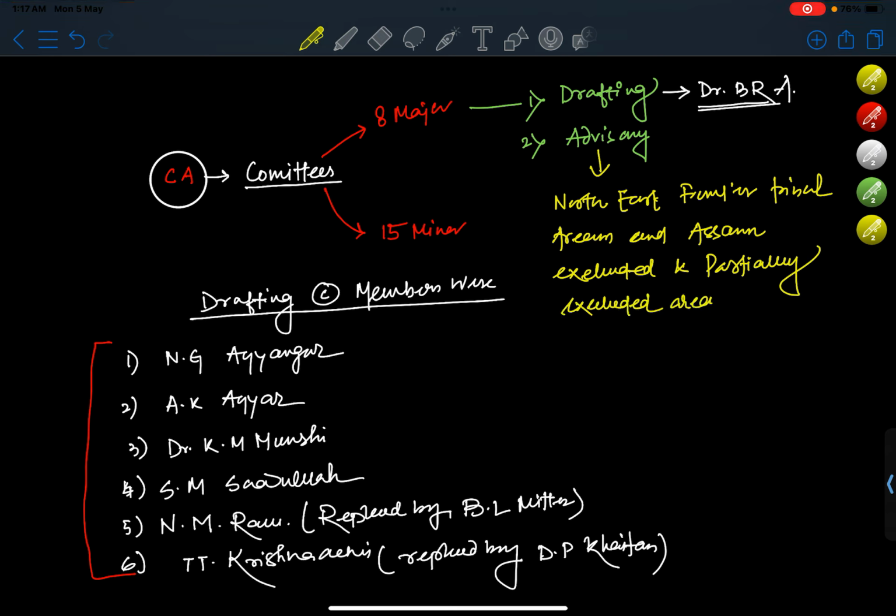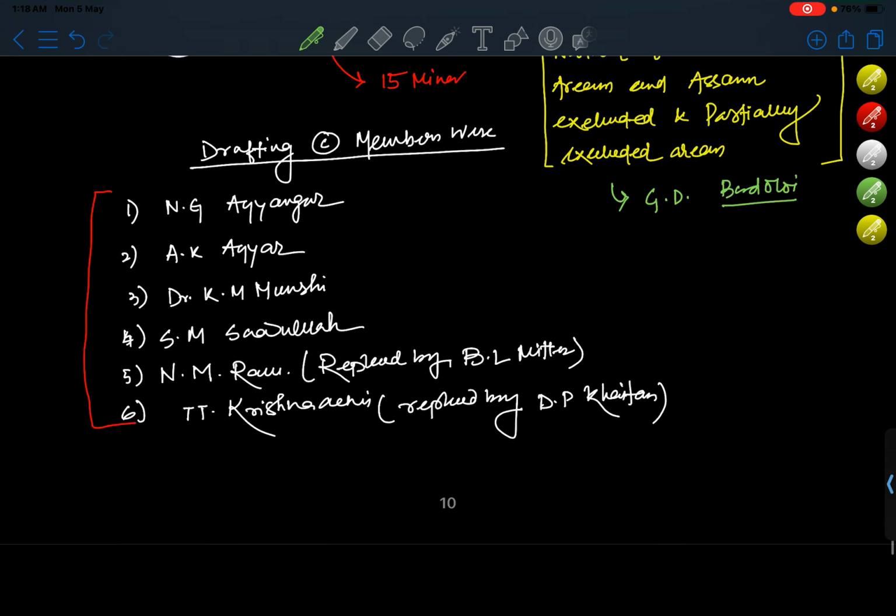Next, now we will start reading the constitution. The first thing we will read about our constitution is the Preamble.